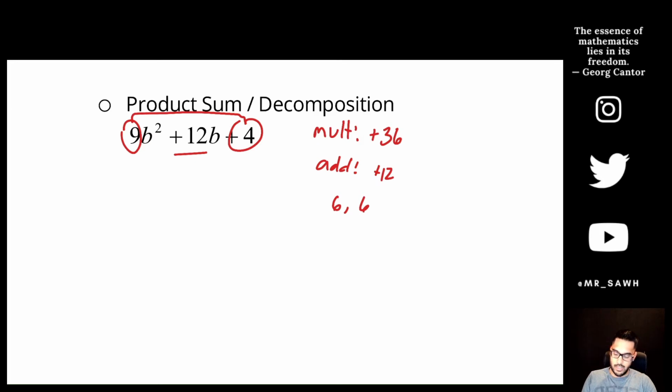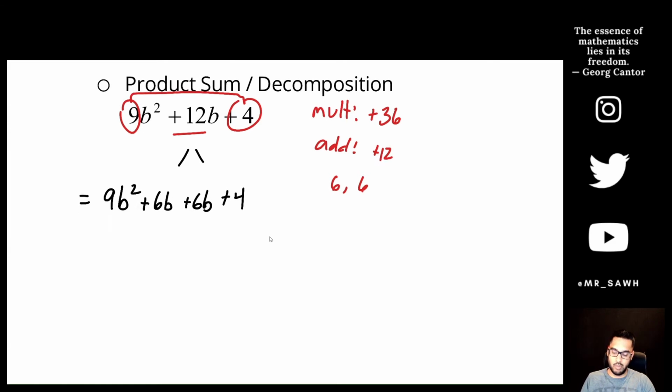And the reason why we call it decomposition, we're really splitting up that middle term, decomposing it into two parts. So we've got 9b squared plus 6b's plus 6 more b's plus 4. Really, we're undoing that collecting of like terms, right? Splitting them back up into their two parts.